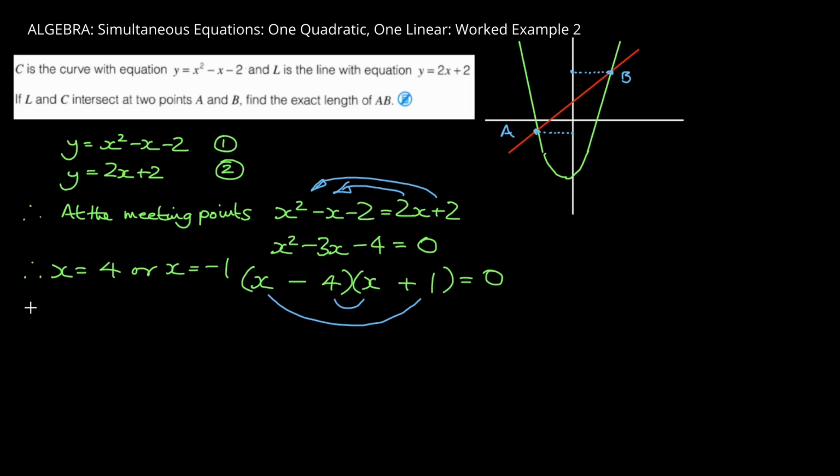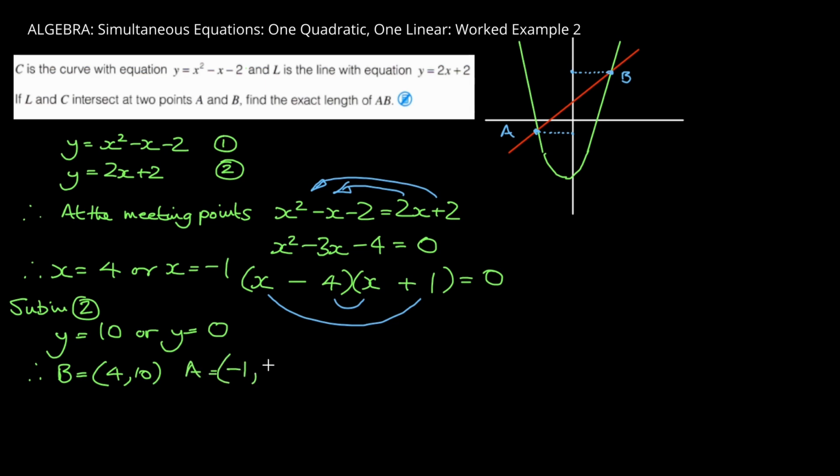Now we've got to do the y's. So sub in the easier of the two equations, which is equation 2. So if I put x is equal to 4 into equation 2, I get 4 times 2, which is 8. Plus 2, I get y is equal to 10, or if I put x is equal to negative 1, negative 1 causes y to be 0. So therefore, I'm going to call this coordinate b, because it sort of matches with what I've got over there. B is equal to 4, 10, and a is equal to negative 1, 0.